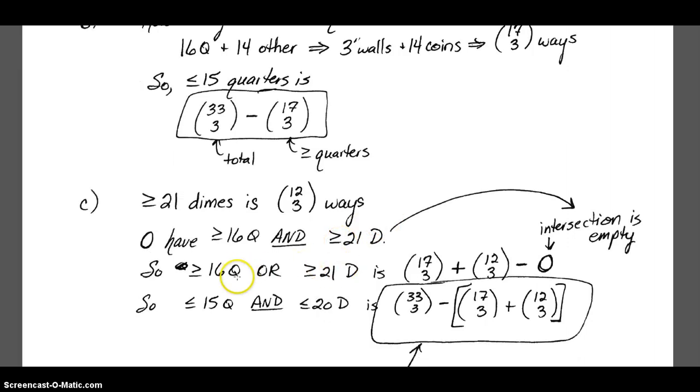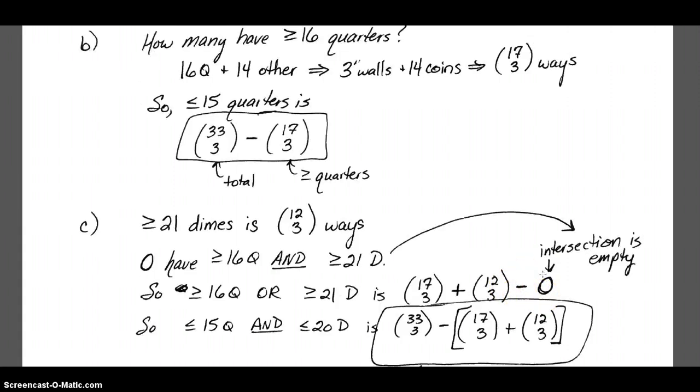So then we get down here, 17 choose 3. This is the number greater than or equal to 16 quarters. 12 choose 3, greater than or equal to 21 dimes. And in this case, we have minus 0. Now usually we would just subtract out the intersection, and this would give us the union of these two here.